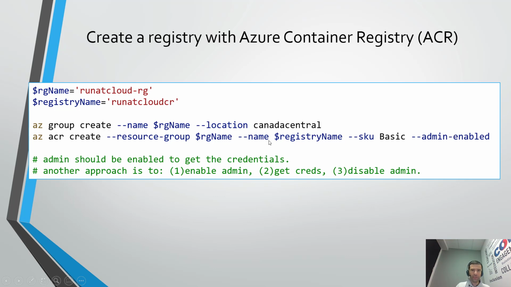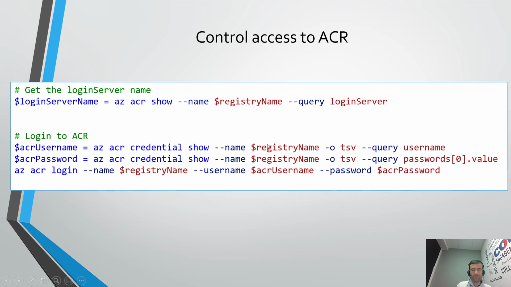This is in order to get the credentials of that registry, sorry for that. Next we'll retrieve the login server name through this command, and we'll log into our newly created ACR through those commands. First we'll get the ACR username, and then we'll get one of the two passwords. And finally, we issue the command to log into ACR with the username and password that we obtained.